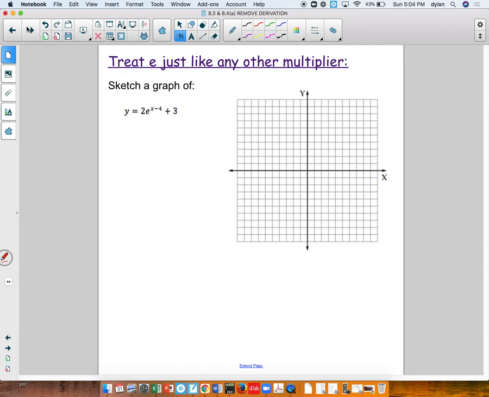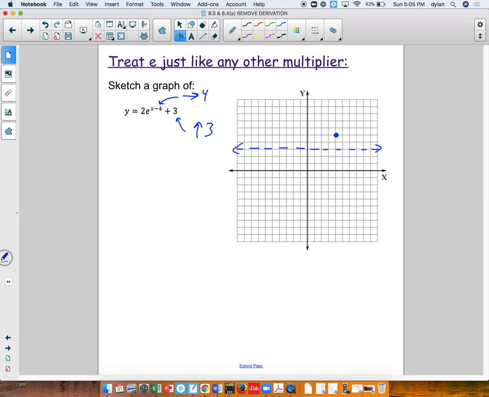So let's look just a little bit at how e would show up in different situations like we've looked at before. So for example, if we wanted to sketch a graph of y equals 2 times e raised to the x minus 4, plus 3, we can do that pretty easily, because we would think about, just like before, 2 would be our y-intercept, but we would be shifting it to the right 4 units, as well as up 3 units. So in this case, I would go right 4, up 3, erase my old one.